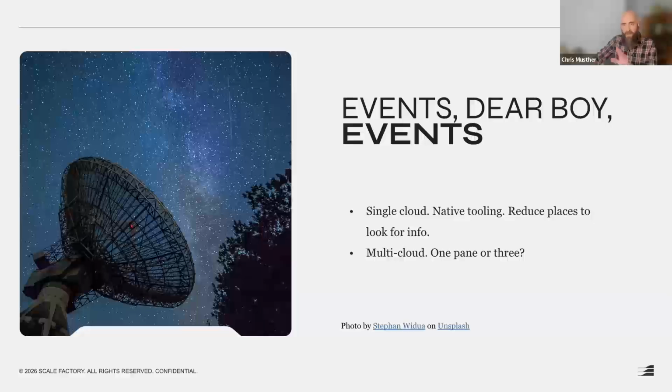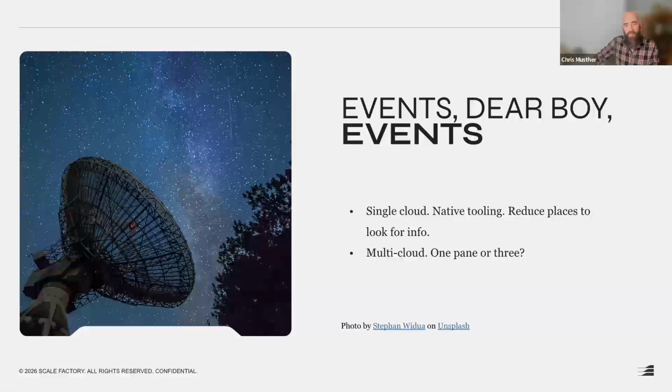So whatever you decide in terms of single cloud, whether you're using native tooling or not, look to reduce the number of views of the environment that you have. In terms of multi-cloud, then you have a choice. Do you have one pane or three? Do you go and use native tooling per environment because it's the cheapest and probably has the deepest integration, or do you go third-party SaaS? Do you go for a Datadog, a Grafana Cloud, and that whole ecosystem? It's giving you one view across all the providers.